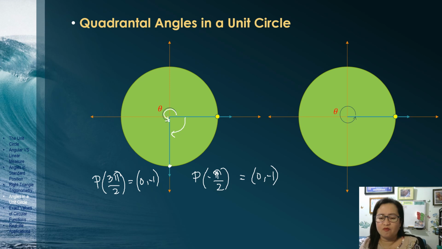Now what if we have one complete rotation? Okay, then we will be back to (1, 0). So P of 0 degrees, or P of 0, is (1, 0). Or let's say we have 2 pi, then we still have (1, 0).